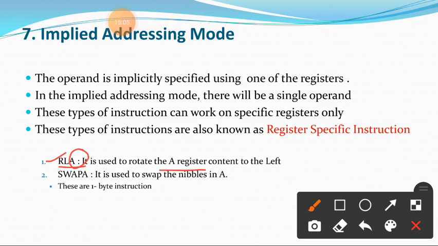And another one is swap A. Here A is the implicit register, and this instruction is used to swap the nibbles in A. So these are 1 byte instructions.